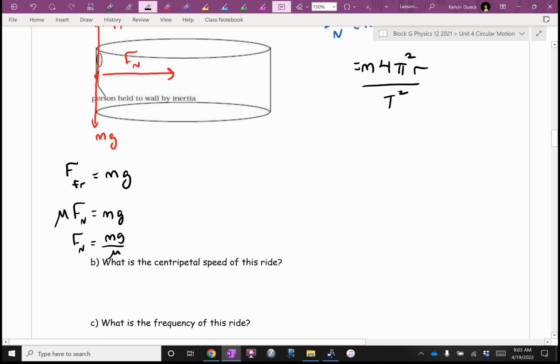Jarman, what's the normal force equal to? What can I replace the normal force with? Same answer. What can I put right there in place of the normal force? Can little kids and grown-ups go on this ride? Well, that's kind of nice.